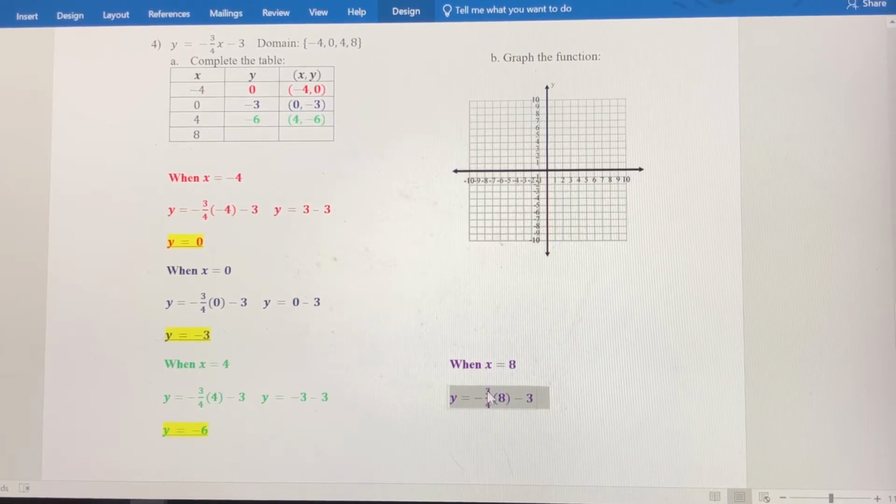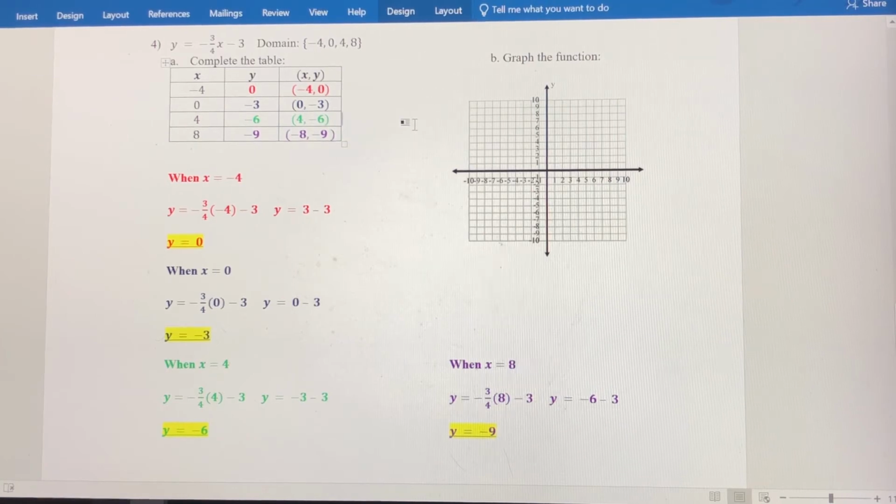So negative 3 times that 2 is going to be negative 6. Negative 6 minus 3 is negative 9. Okay. Another thing you could do here, if you want to, you can multiply negative 3 times 8. Well, that's negative 24. That 4 is still in the denominator, so negative 24 divided by positive 4 also gives me that negative 6. So there's a couple ways to get that negative 6 right there. But either way, we're going to subtract 3 from it, which gives us negative 9. So when x equals 8, y equals negative 9, which gives me an ordered pair of 8, negative 9.